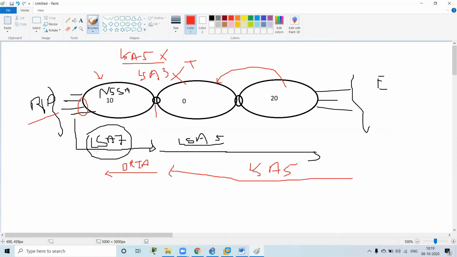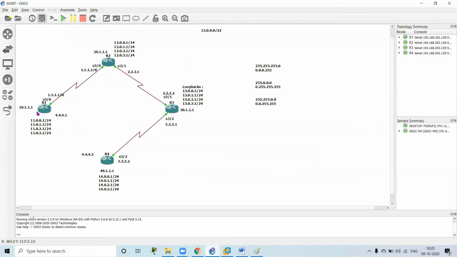These LSA 7s are converted into LSA 5. From this side, the LSA 5 and LSA 3 that are coming are converted into a single default route. Got it? Okay. Understood the difference? Yeah.